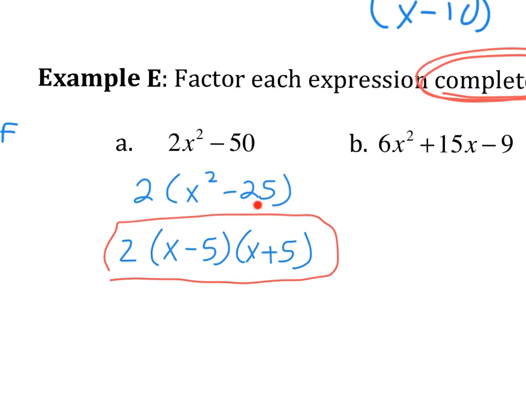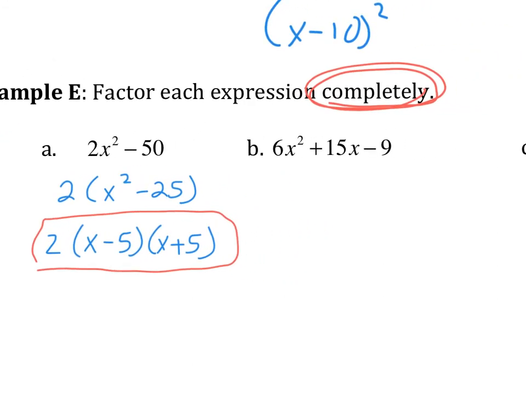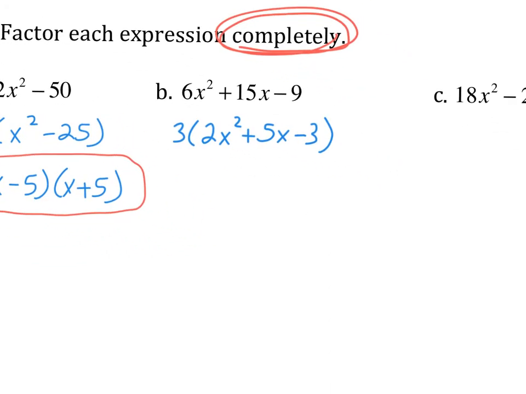Now, sometimes inside the parentheses can be factored more. In this case, I used a special pattern. And sometimes you have to use Snowflake or something like that. So notice in this one here, 6, 15, and 9. 3 is common, so let's pull out a 3 to get 2x squared plus 5x minus 3. Now inside, this 2 is not a perfect square, so I can't use any of the patterns I just learned. Because of that, I'm just going to set up Snowflake for the interior, ignoring the 3 on the outside.